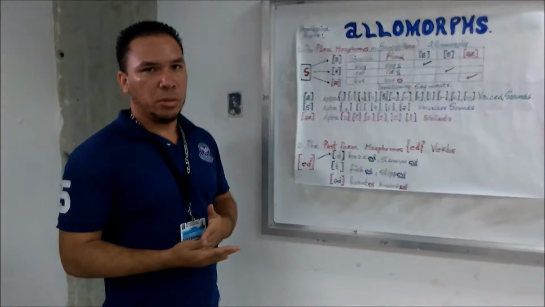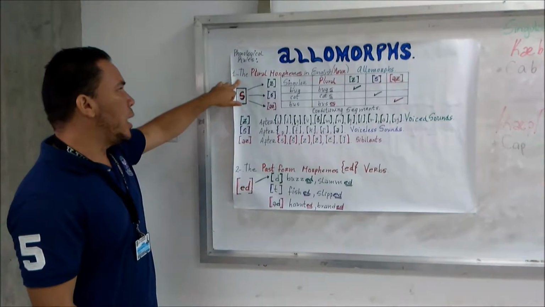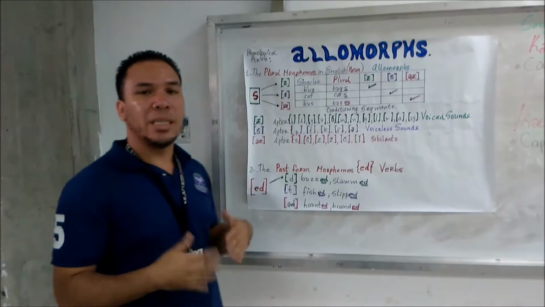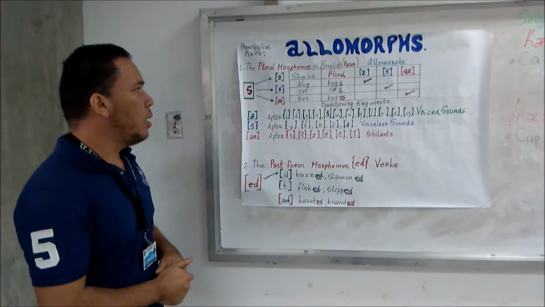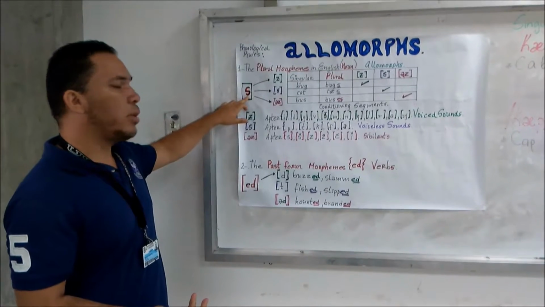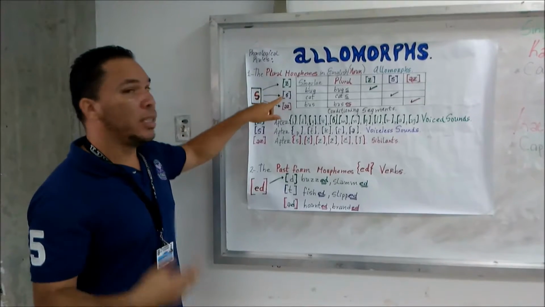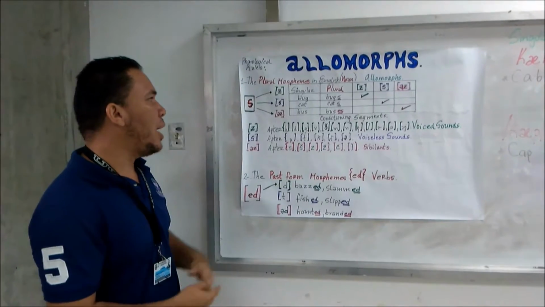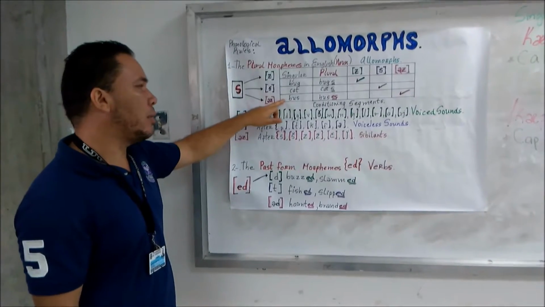The phonological rules we have, first, the plural morpheme in English. In this case, we are talking about nouns. The allomorph has three types of sound in the plural: z, s, iz. For example, we have three nouns: bag, cat, and bus.